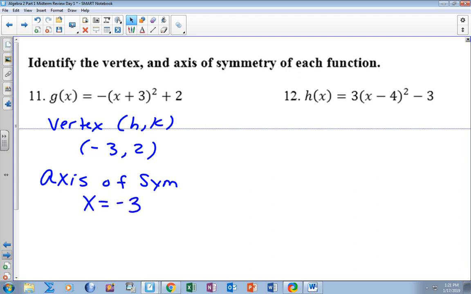Why is it -3? Because remember, the equation is y equals a times x minus h squared plus k. So if that's a plus, then remember your h has to be minus.